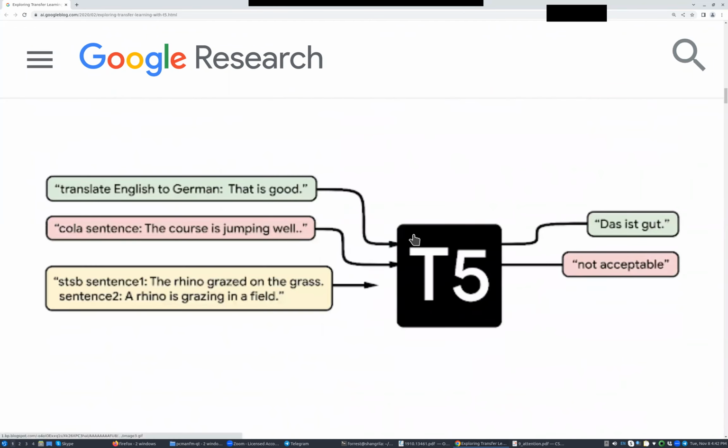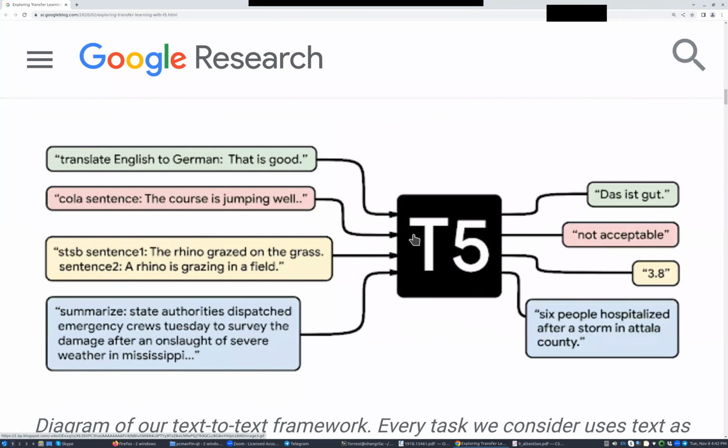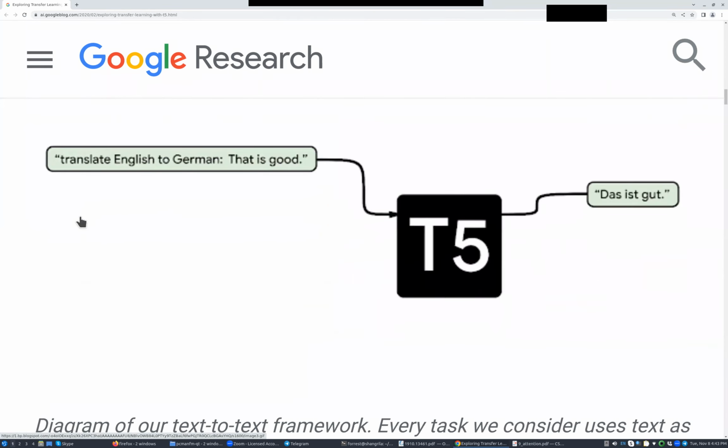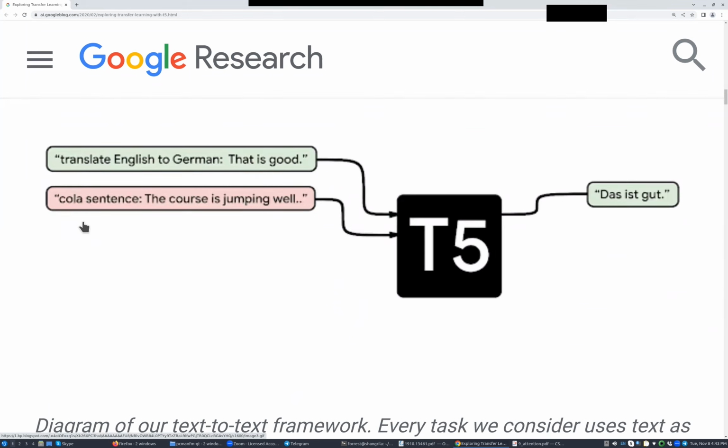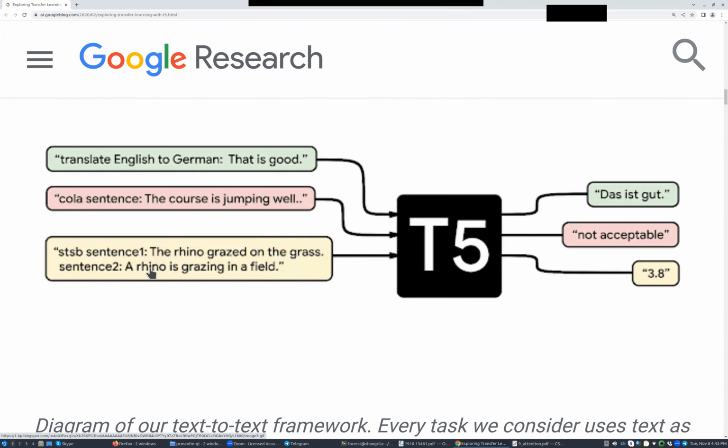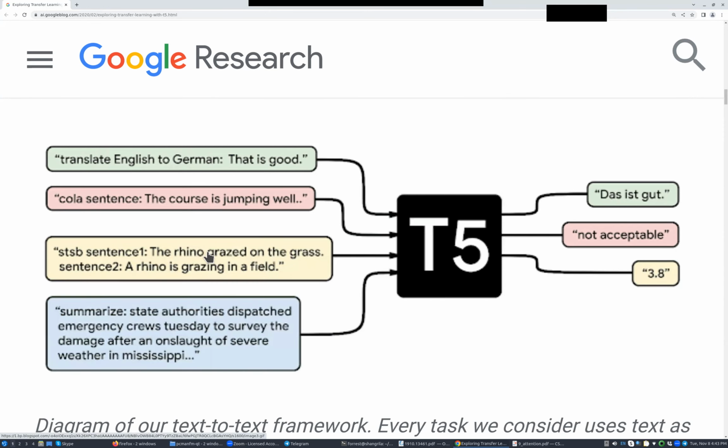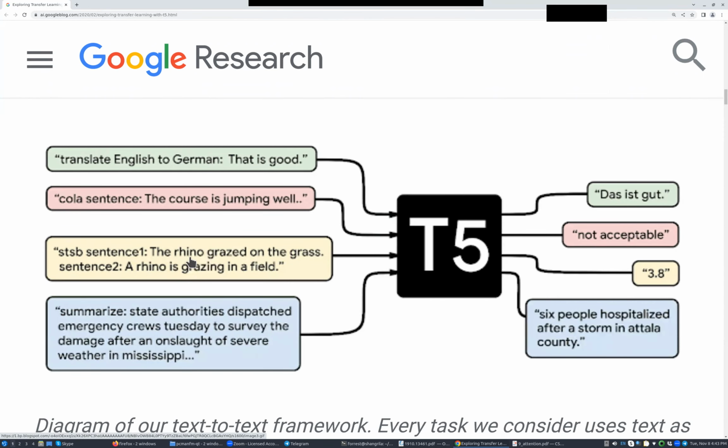Yeah, here we go. This is what it wants to do. They want to train one language model to do all kinds of tasks together. For example, it is able to do translation. It is able to do the COLA, which is a different task. I actually forgot the details of it. This one, SST, wants to tell you how semantically similar these two sentences are. For example, here we got a score of 3.8.